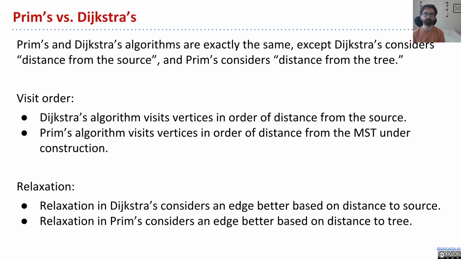Same deal with relaxation. In Dijkstra's, I have an edge. I want to know, should I use it? Well, I consider, is it better in terms of the distance from the source? And if so, yes, let's adopt it and use it. In Prim's algorithm, we instead think about the distance from the tree.